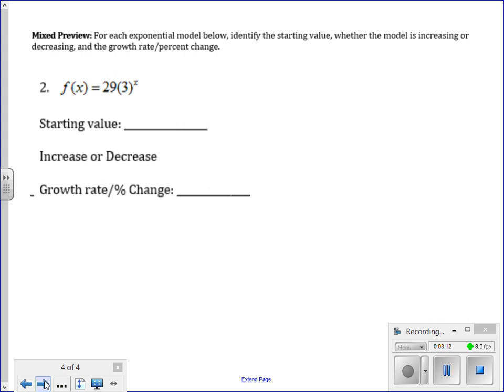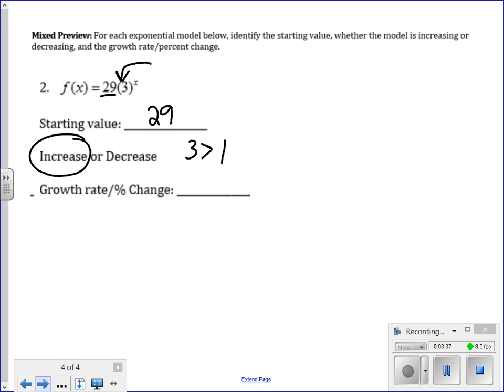All right, the last problem I'm going to do is under the mixed review part. We're going to do number 2. This is an exponential function, 29 times 3 to the x. Just like we did above, the starting value here is 29. Now, when I look at the growth rate here, it is 3. 3 is definitely a value that's bigger than 1, so this is going to be exponential increase.